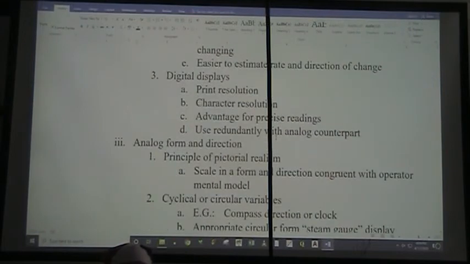All right, digital displays have possible advantages because print resolution can be very good. Character resolution, we have to make sure that both the print resolution and the character resolution are good. They have an advantage if we have to have a precise reading, right? If we have to say 57.5 versus it's around 55 somewhere. A lot of times we want to use a digital display redundantly with our analog display.